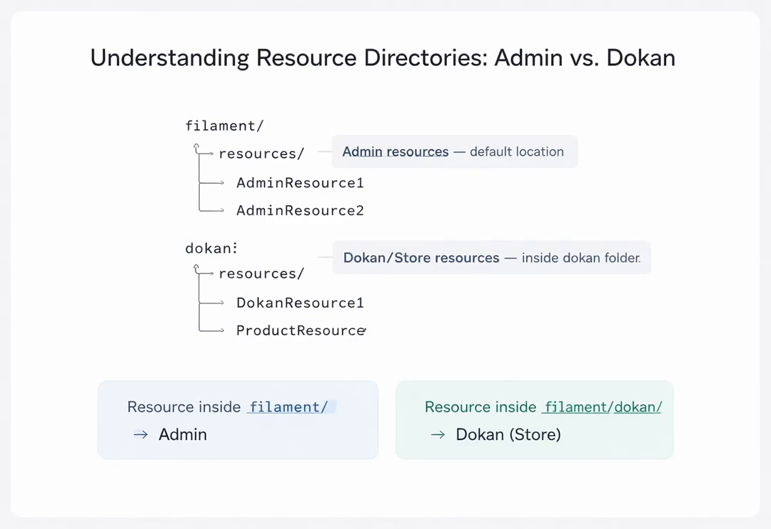Now let's talk about how resources are organized in the file structure, because this is where things can get confusing. By default, when you create a resource inside the filament directory, it belongs to the admin panel. That's the default behavior. However, if you want a resource to belong to the DoCan store panel, it needs to be placed inside the DoCan folder within filament. So the rule is simple. If the resource is directly inside the filament resources folder, it's for admin. If it's inside the DoCan subfolder within filament, it's for the store. This folder structure is what determines which panel the resource belongs to.